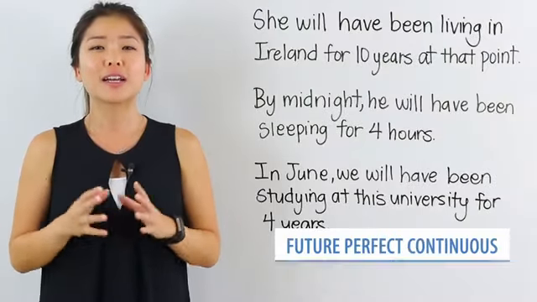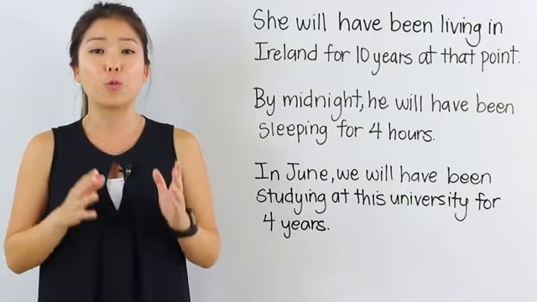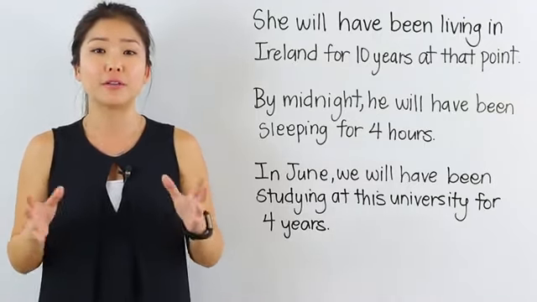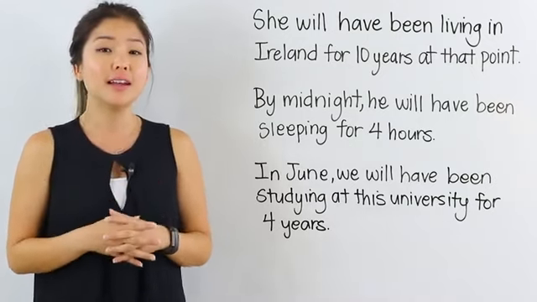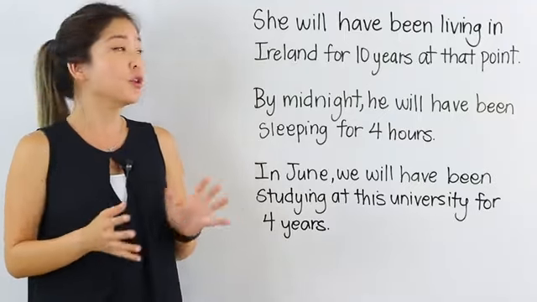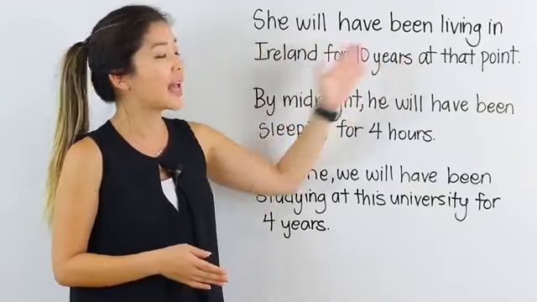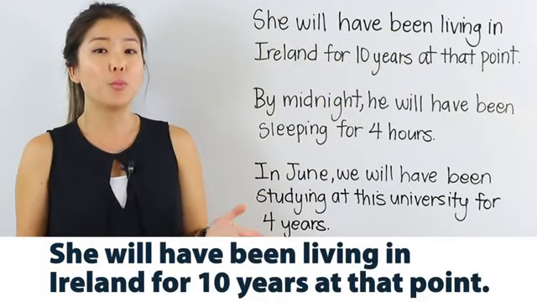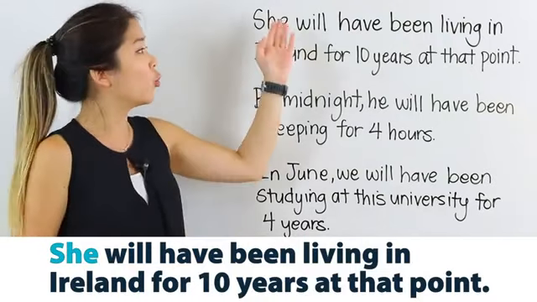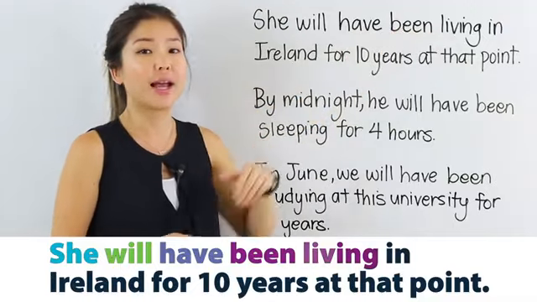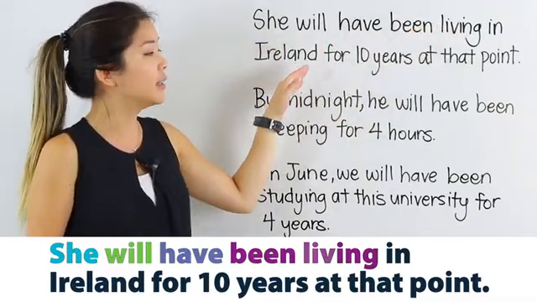The future perfect continuous tense is used to talk about an ongoing situation that will be in progress for a period of time at a specific point in time in the future. Let's take a look at some examples. The first sentence says, she will have been living in Ireland for 10 years at that point. So no matter what the subject, in this case we have she, we follow with will have been and then verb ing. So she will have been living in Ireland.